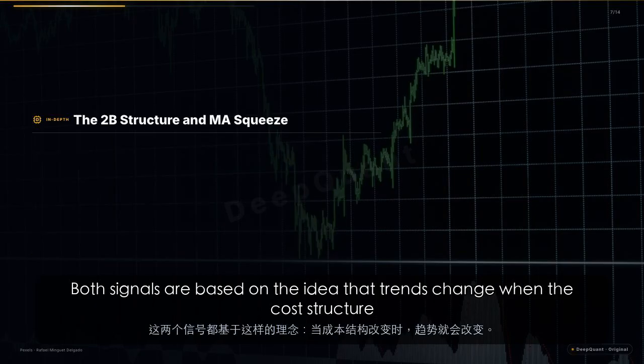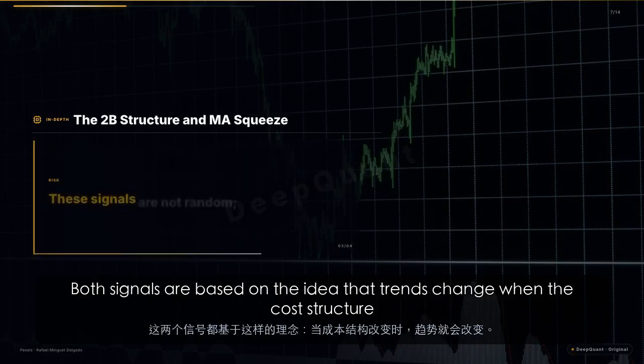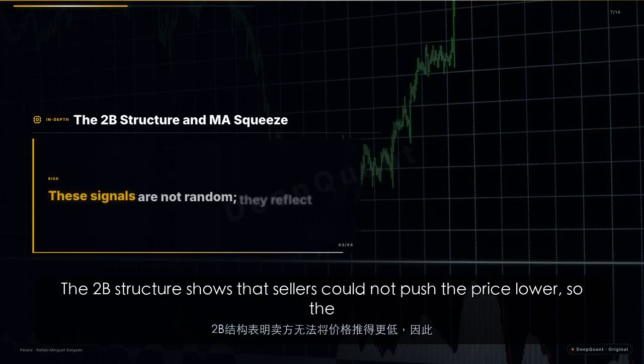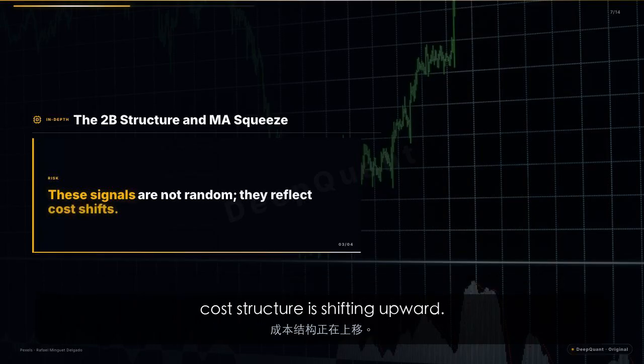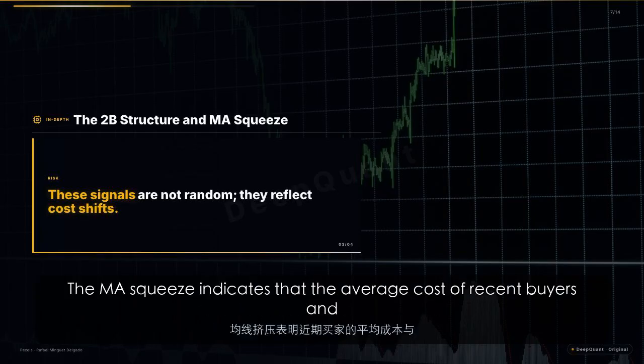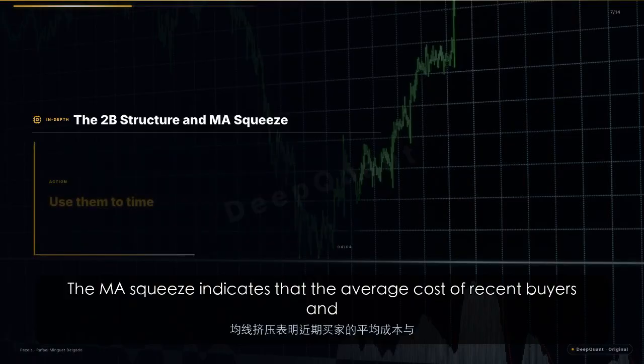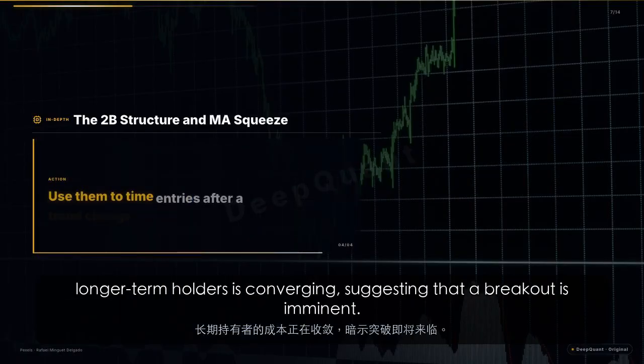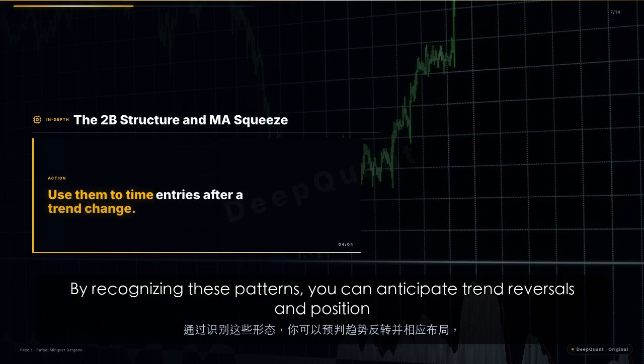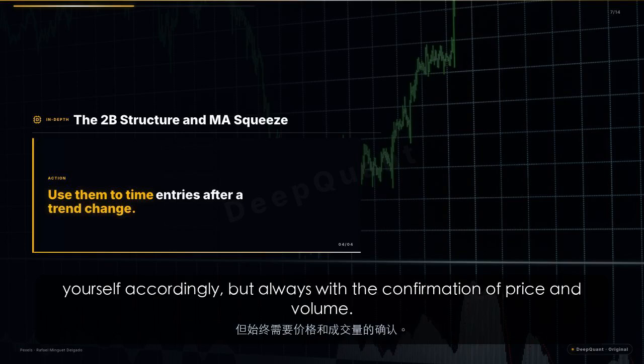Both signals are based on the idea that trends change when the cost structure changes. The 2B structure shows that sellers could not push the price lower, so the cost structure is shifting upward. The MA squeeze indicates that the average cost of recent buyers and longer-term holders is converging, suggesting that a breakout is imminent. By recognizing these patterns, you can anticipate trend reversals and position yourself accordingly, but always with the confirmation of price and volume.